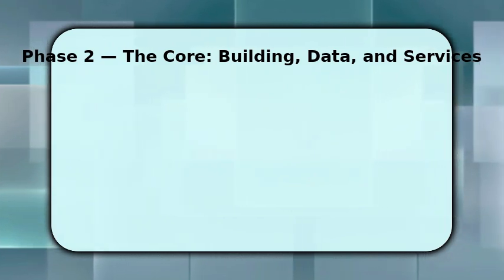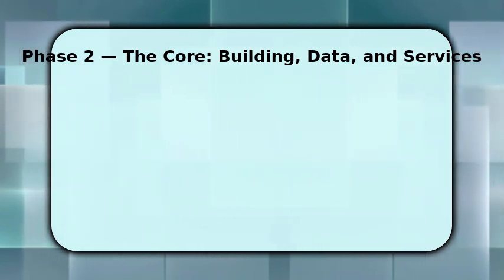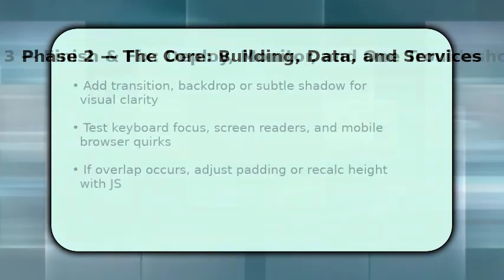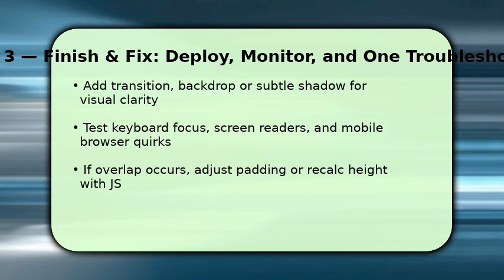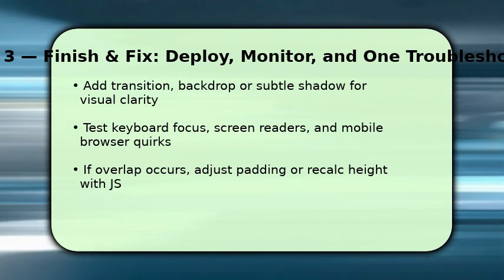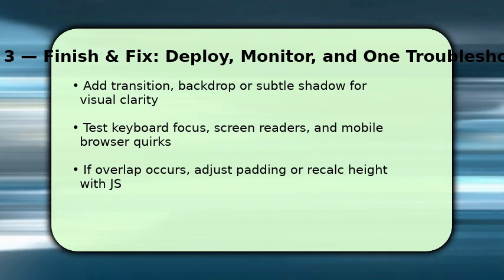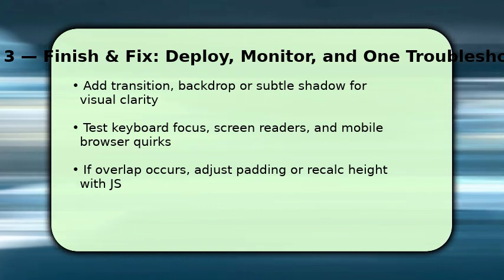You finish by enhancing UX and validating accessibility. Add a subtle shadow or backdrop blur and CSS transition for smoothness. This helps users notice the fixed state. Once done, test keyboard navigation and screen readers, and check mobile browsers for address bar hiding quirks. If you see content overlap after dynamic changes, recalc the nav height with a small JS function and update body padding. If problems persist, temporarily disable other layout.